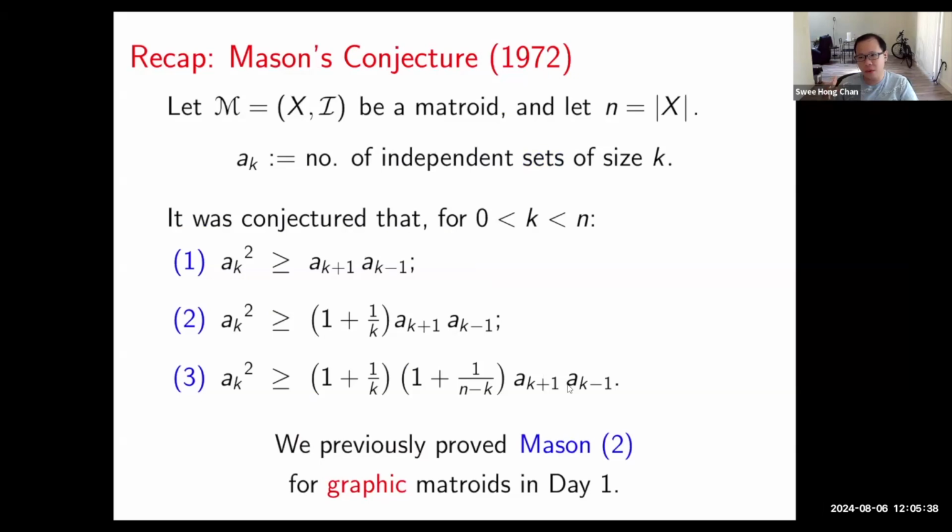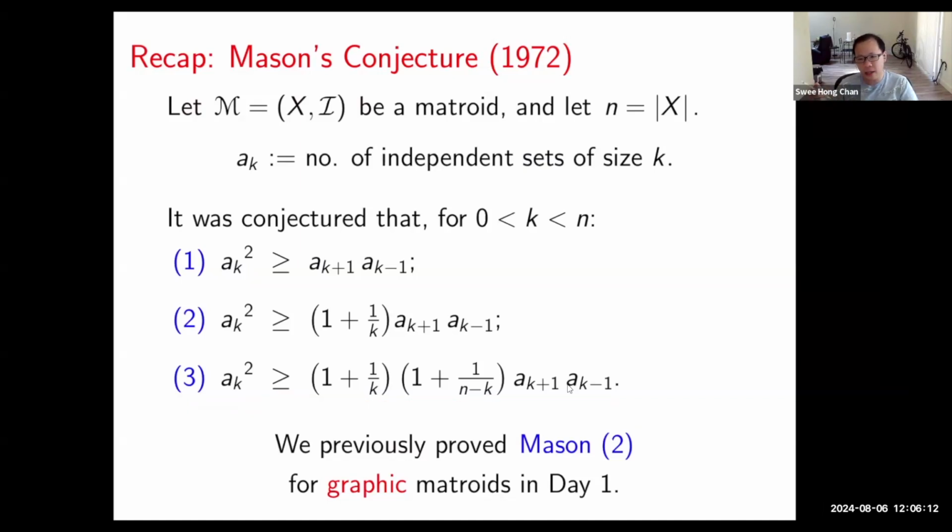So the question that we want to discuss today is Mason's conjecture from 1972, which says: let M be a matroid, any matroid, it can be graphic, can be realizable, can be anything. Let a_k be the number of independent sets of size k. Back then, Mason conjectured log-concavity at three different levels, which we now call Mason 1, Mason 2, Mason 3. The first one is the normal log-concavity, and the last one is what we now call ultra log-concavity.